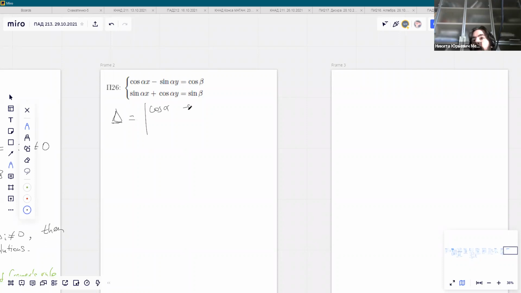The main determinant of the system looks as follows. It is cosine squared plus sine squared, which is 1. So it is non-zero for any alpha and beta. No matter what are the values of the parameters, alpha and beta, delta is still not 0. Interesting. So what remains is to, well, find delta x and delta y.